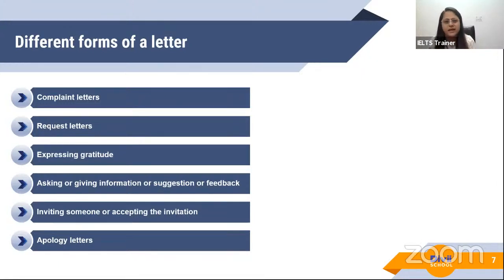Request, any sort of request can be made. Expressing gratitude: yes, of course, you are very thankful for the things you have already received, so you show your gratitude to the person. Asking or giving information, suggestion or feedback. For example, your friend is living in another country, and after his higher secondary he really wants advice from you on what should be done next, whether he should start a new job or go for further qualification or education. So he is asking for information and seeking advice from you. That category comes under asking or taking information, and feedback can also be taken by anybody.